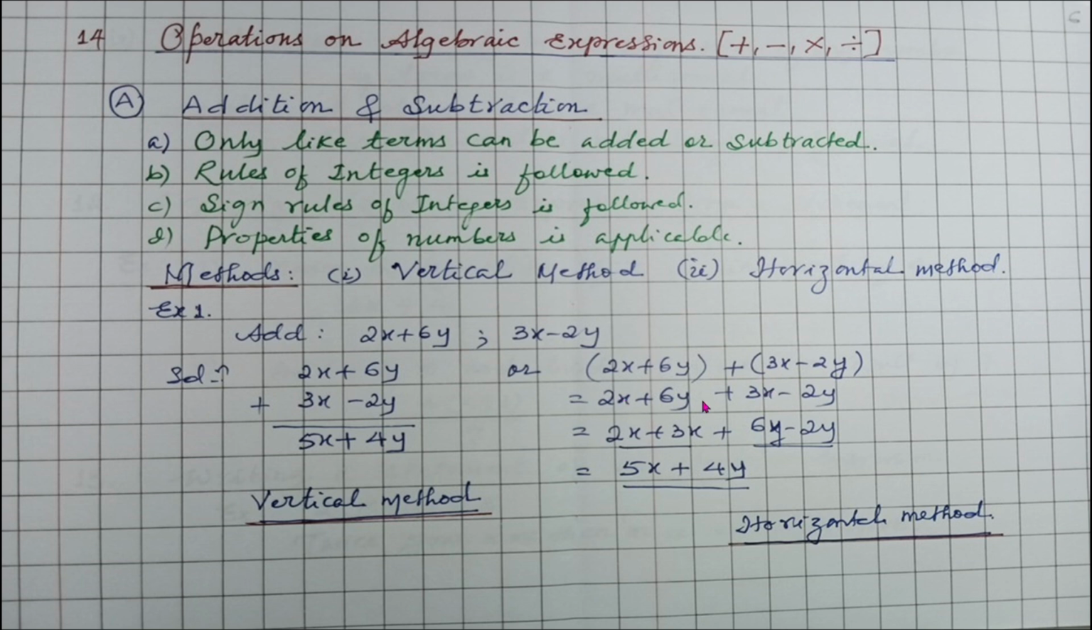Now 2x and 3x are like terms, so bring them together, and 6y and −2y are together because they are like terms. Then 2x + 3x means 2 + 3, that is 5x. 6 − 2 is 4y, and that gives again 5x + 4y. So we can use the vertical method or the horizontal method for addition and subtraction of algebraic expressions.